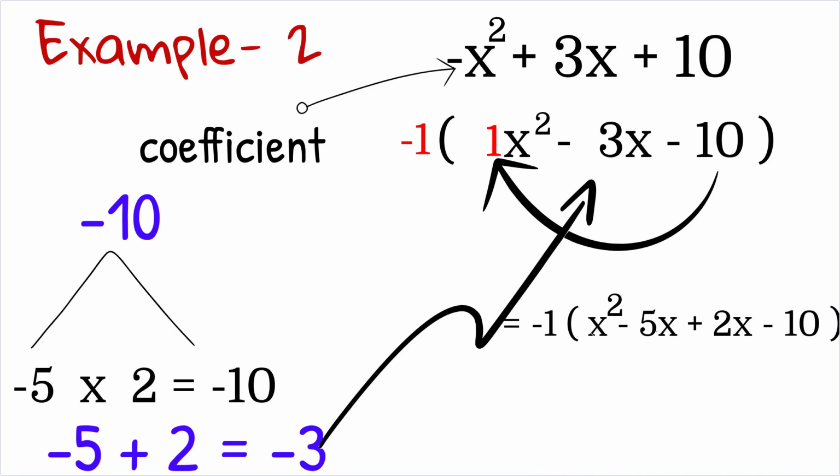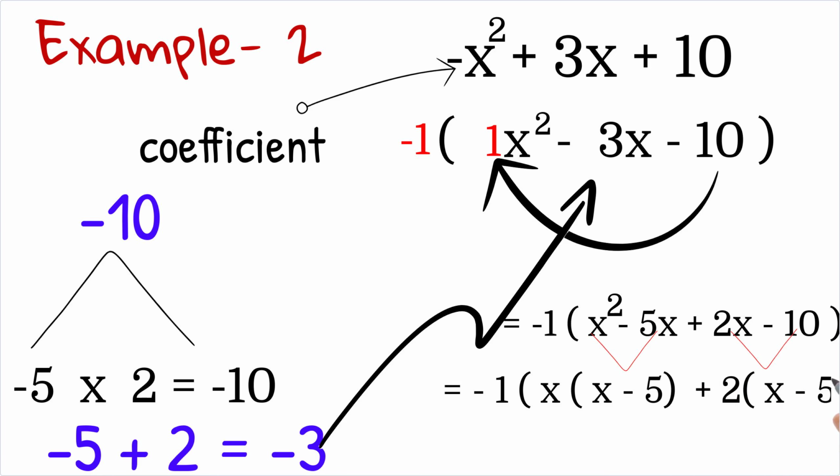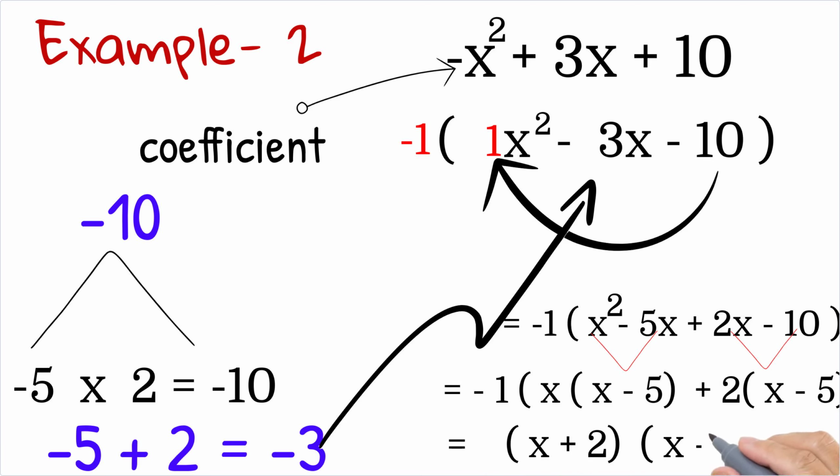Find the common factor x in the first two terms and 2 in the last two terms. Now x minus 5 is the common factor. The factors are minus 1 times x plus 2 and x minus 5.